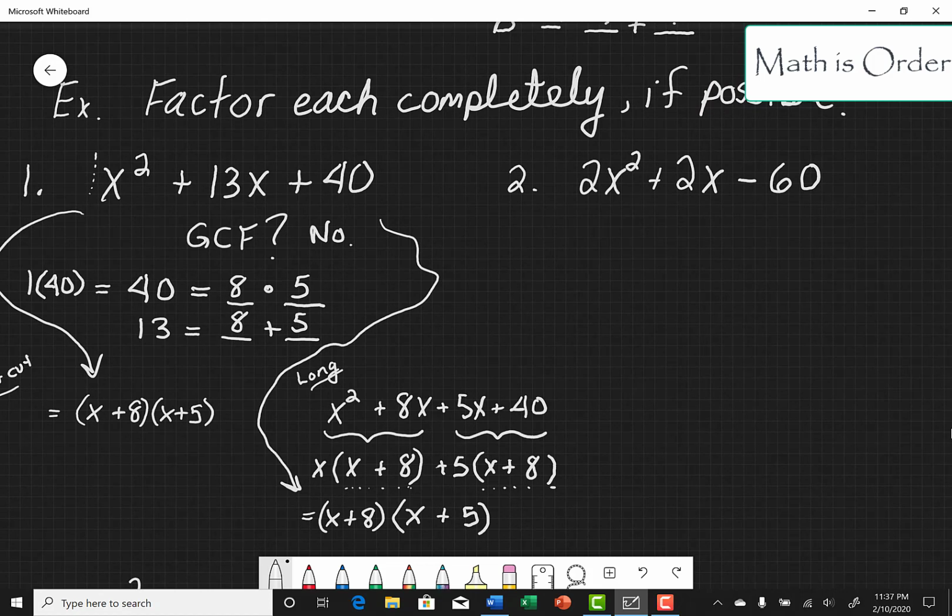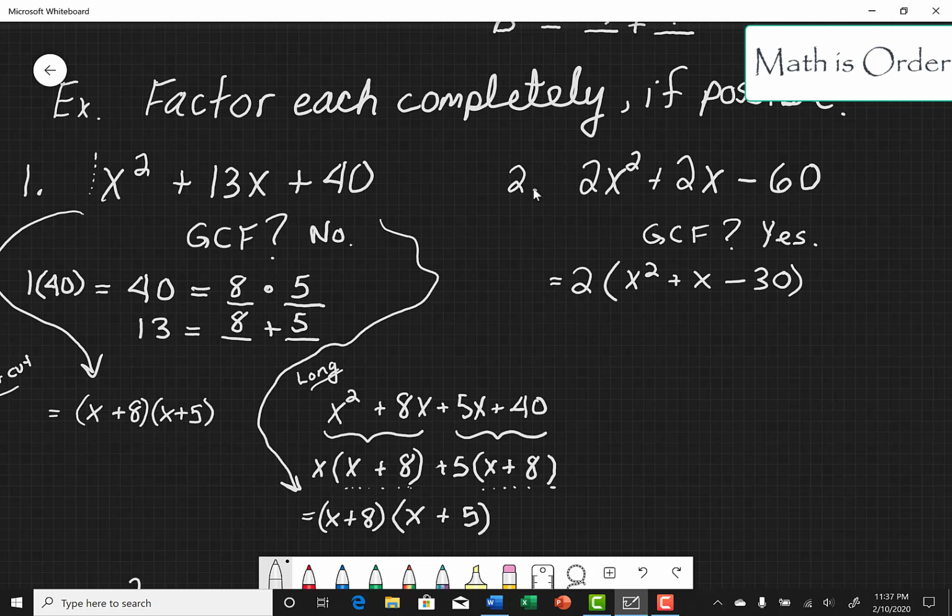Here we ask, is there a GCF? This is really the first important question to ask whenever you see a question that says factor completely. Is there a GCF? And in this case, yes, there is. All right, and we can see that GCF is 2. So when I take 2 out, what are we going to be left with? X squared plus x minus 30, right?